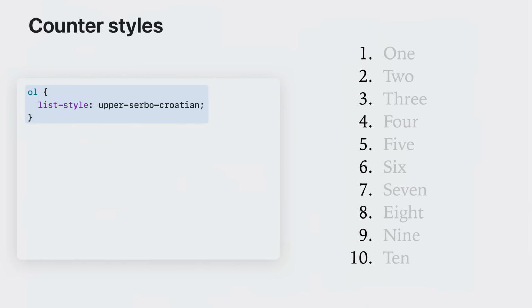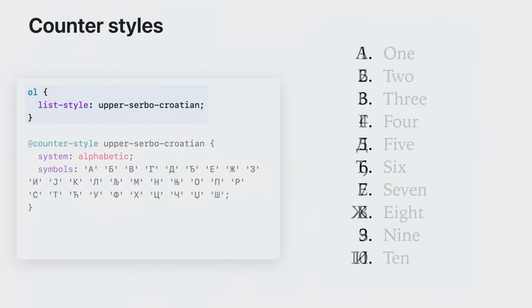What about Serbo-Croatian? If I specify list style upper Serbo-Croatian, I just get the default Western Arabic numbers. This is where counter styles comes in. I can define a numbering system similar to how the browser does it. @counterstyle, then the name I want to give it. Then I define the qualities of the style, in this case setting system to alphabetic and listing the symbols.